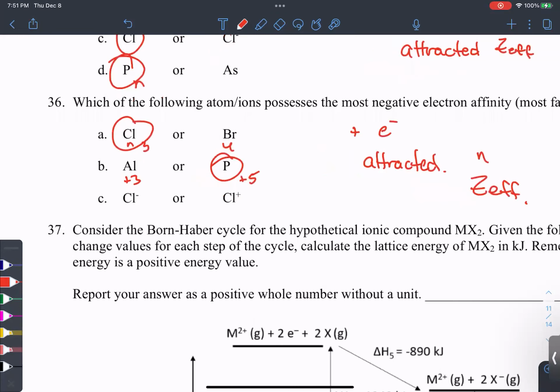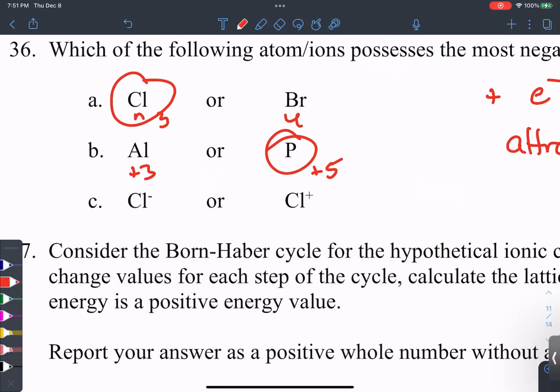The chlorine anion or the chlorine cation, which one's more exothermic for the electron affinity? Which one? The anion or the cation? Yeah, the cation. Yeah. Yes, fluorine is an exception. Yes. Good.